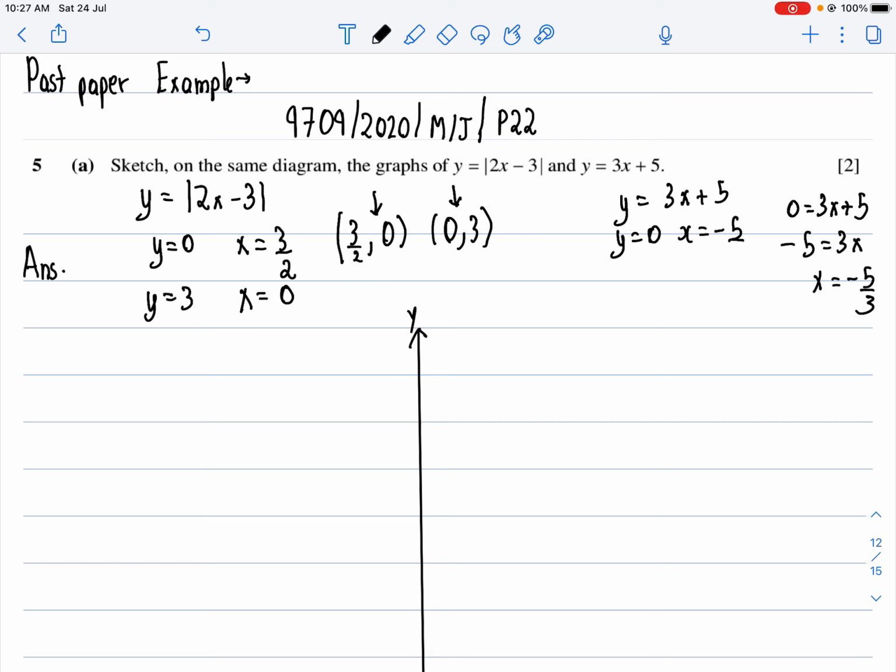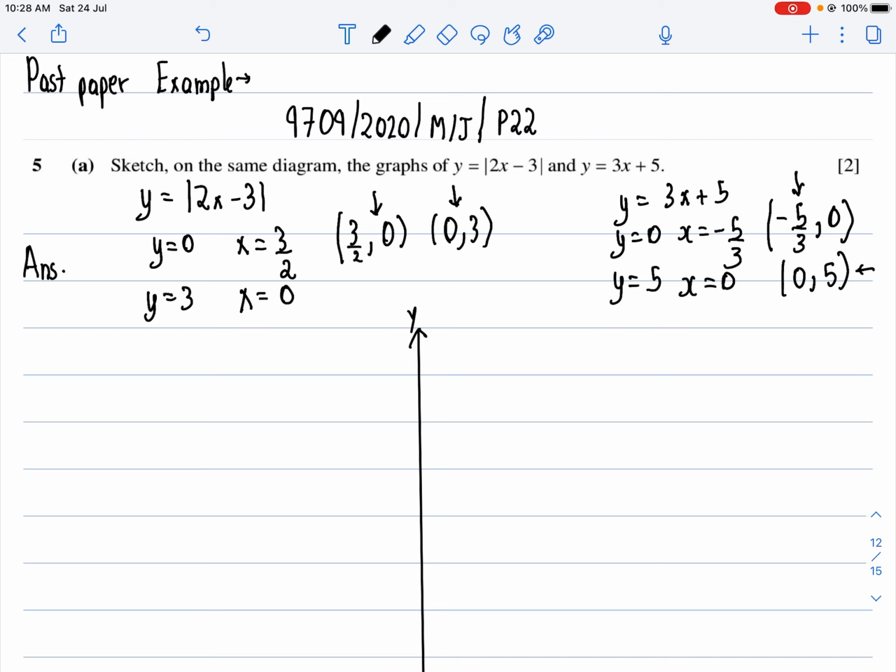Correct? I basically get this. I'll erase the working again. It's simple working. Now what I simply do is I take my x as 0. When I take my x as 0, I get my y basically as 5. So now the coordinates I have are minus 5 over 3 comma 0, correct, and 0 comma 5. These are the coordinates which I have for the linear graph.